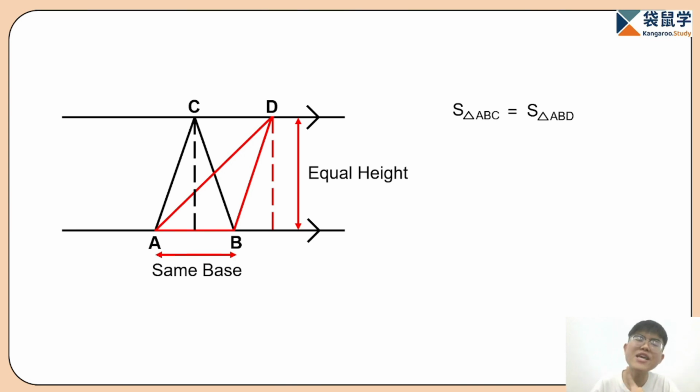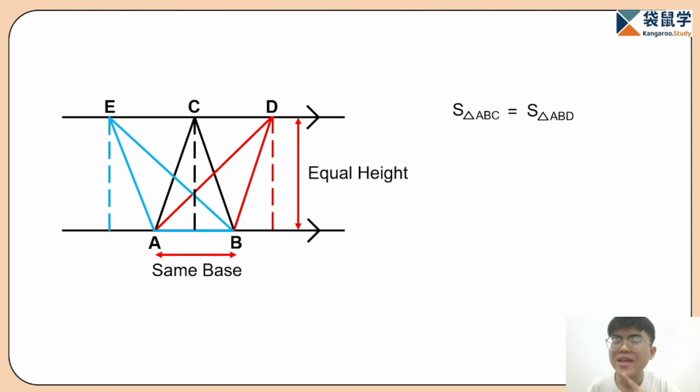Now, let me give you an example here. I will move point C to point E, and I will draw another triangle. Now, let me ask you again. What can we say about the area of these three triangles? Since the triangles also have the same base and equal height, the area will also be the same.